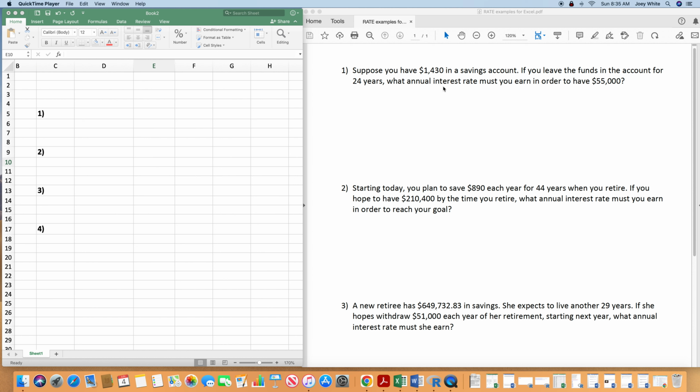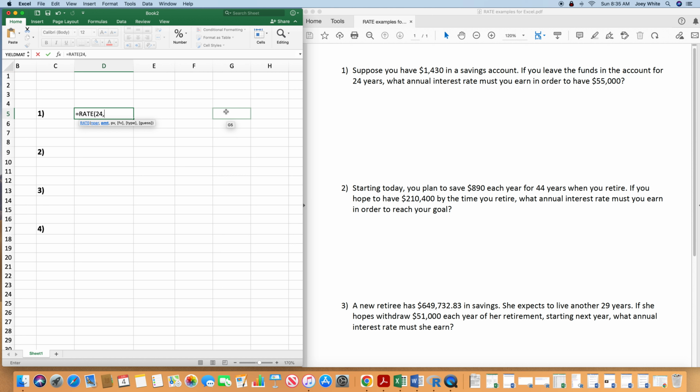So suppose you have $1,430 in a savings account. If you leave the funds in the account for 24 years, what annual interest rate must you earn in order to have 55,000? Okay. So let's go to 1. We have equal sign. We'll just type in rate and then open parentheses. And of course, in 24 years, right? That's how long we're going to wait for.